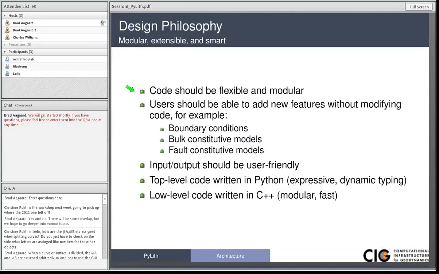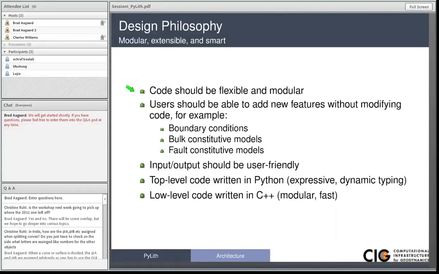So quickly, we'll go through some of our design philosophy and start gearing up for looking at an example within Pilot. So we designed Pilot to be flexible and modular. We want users to be able to add boundary conditions, bulk constitutive models, and fault constitutive models without having to modify the original code. We want the input and output to be user friendly.